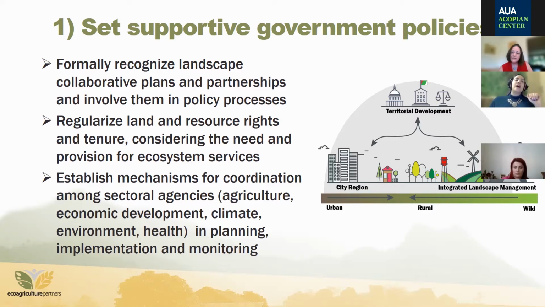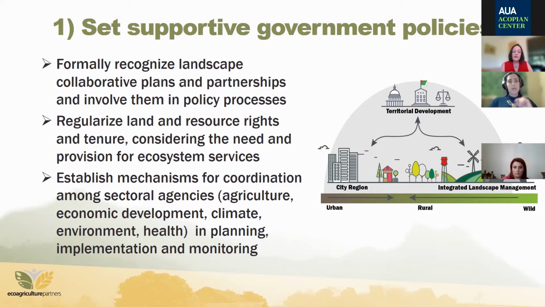In many places, the activities happening at this landscape or territorial level don't really have much of a role in the development of policy. So some actions that are being taken are, for example, to formally recognize landscape collaborative plans and partnerships and involve them in policy process, get advice from them, see them as partners in the implementation of your goals. And sometimes that really needs a formal recognition in law.